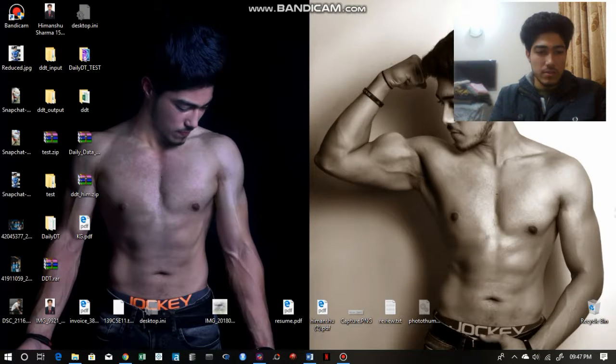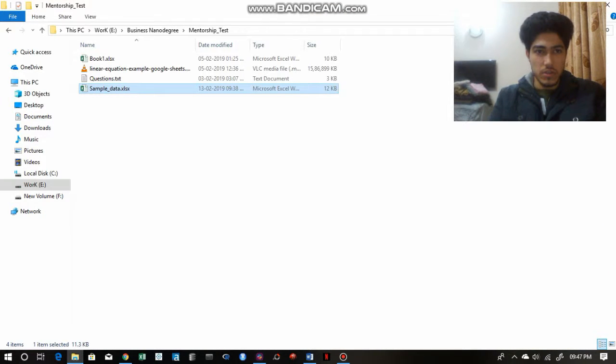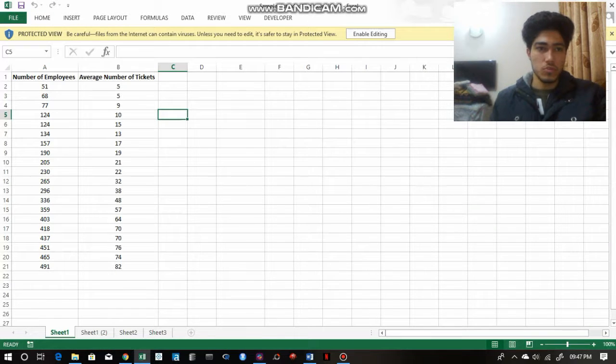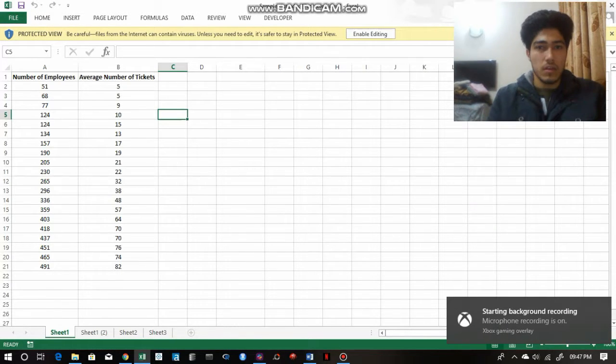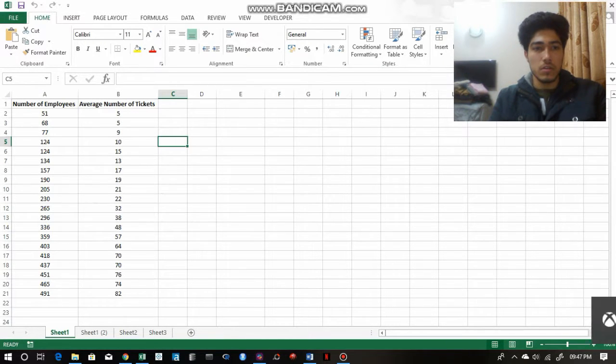Now let's take a sample data on which we will be working. So here is my sample data set. You can see there are two fields: number of employees and average number of tickets.